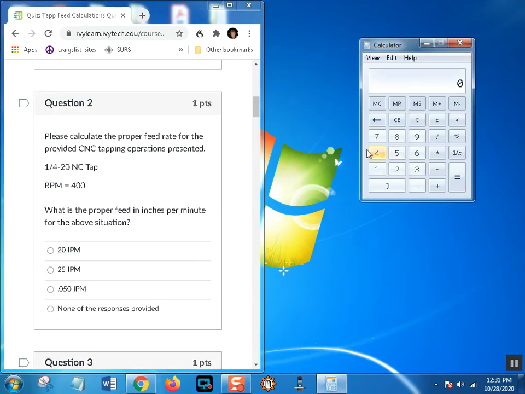We'll clear this out. And the next situation here is we've got a quarter 20. Notice the major diameter really doesn't play in this at all. It's just the pitch and the RPM. The pitch, number of threads per inch, and your calculated RPM.